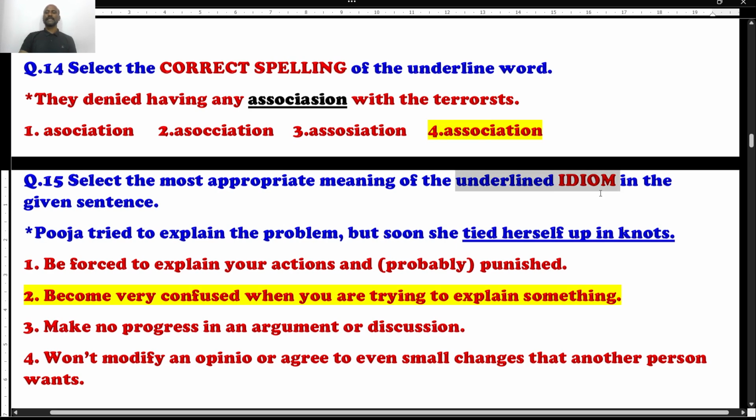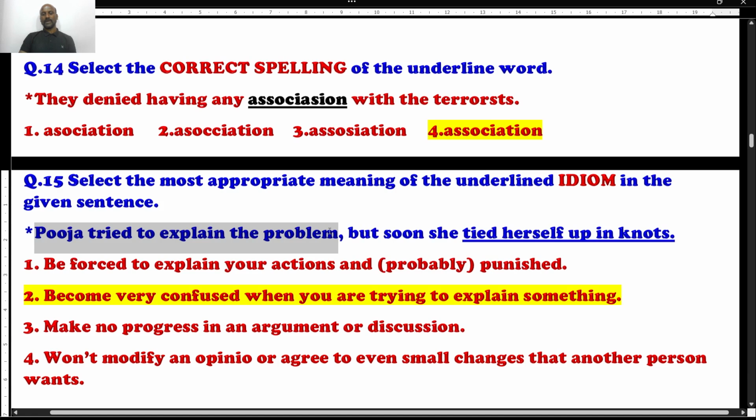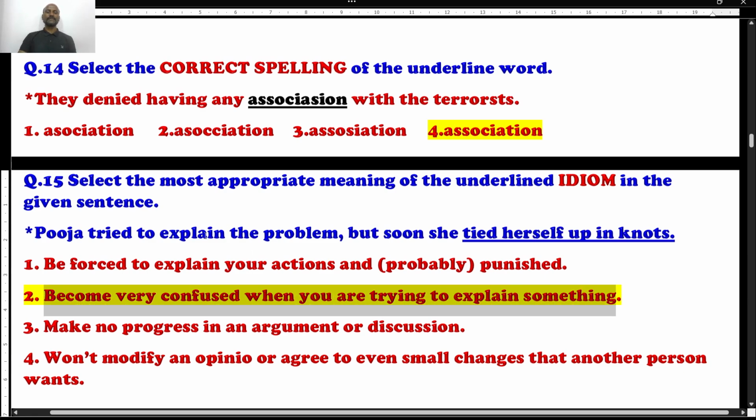Students, question number 15, an idiom is given. The idiom is underlined in the sentence. All you have to do is find out the meaning of this idiom in the given four options. What is the idiom? Let's see. Pooja tried to explain the problem, but soon she tied herself up in knots. What's the meaning of tie oneself up in knots? The right meaning is option number B. Become very confused when you are trying to explain something, when you are vexed, when you are confused, when you are under a dilemma, you will be in a problem. So the meaning of tie oneself up in knots is nothing but become very confused when you are trying to explain something.